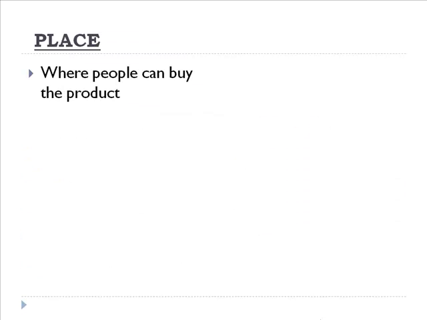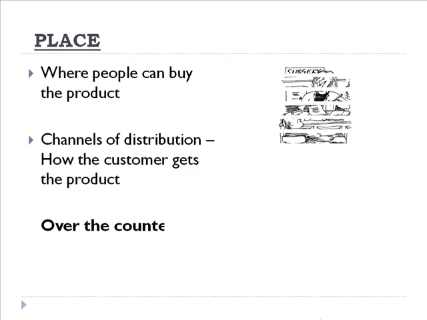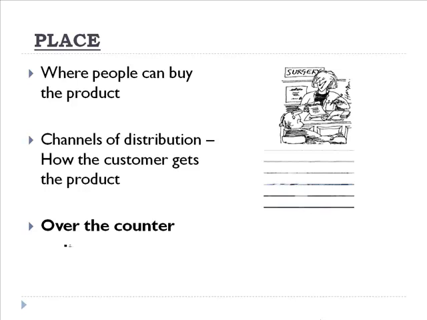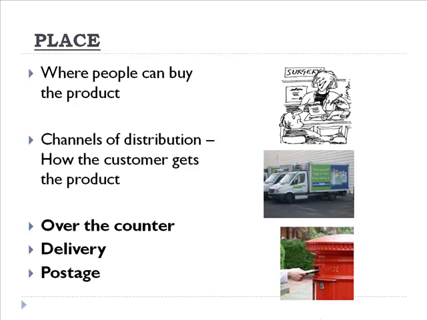Place is where people are going to buy the product, and very importantly, and you need to know this, channels of distribution. How does the customer get the product? Does the customer go to the shop and get the product over a counter? Are you going to deliver the product to your customer, or post it to them? Some businesses don't even have a shop, like Amazon.com for example.